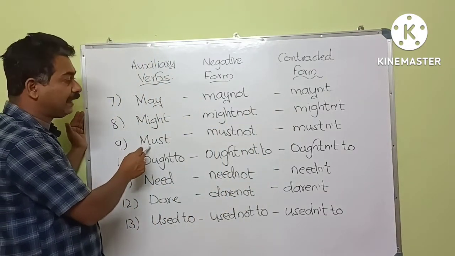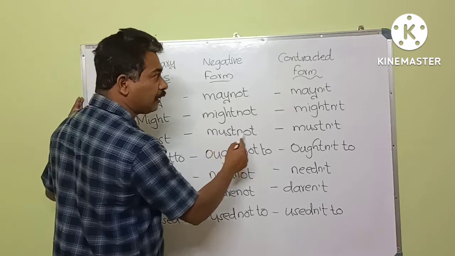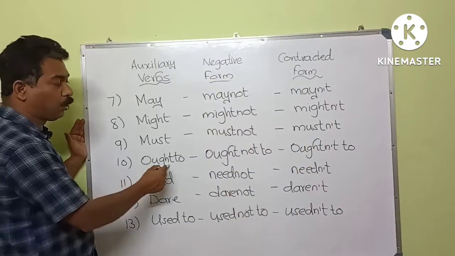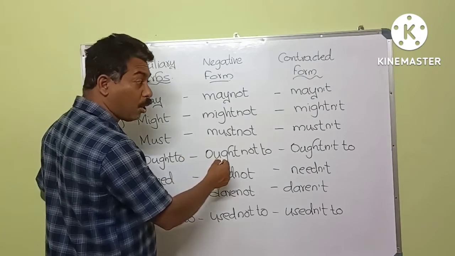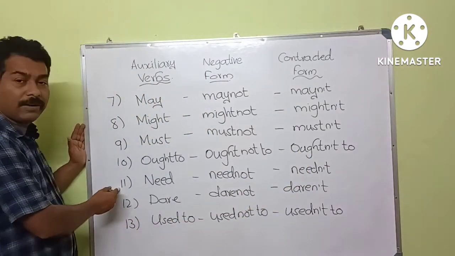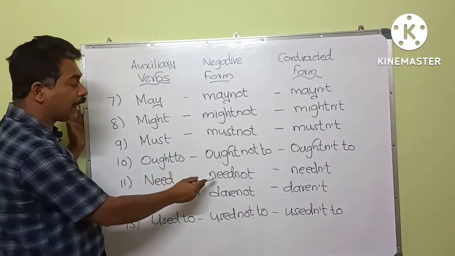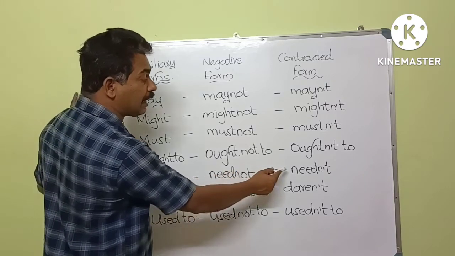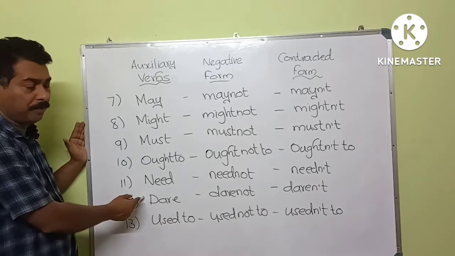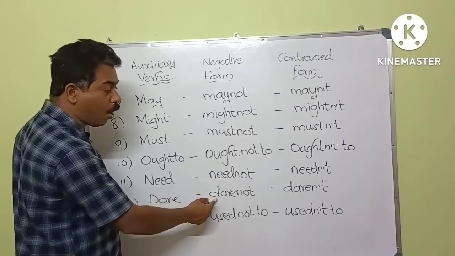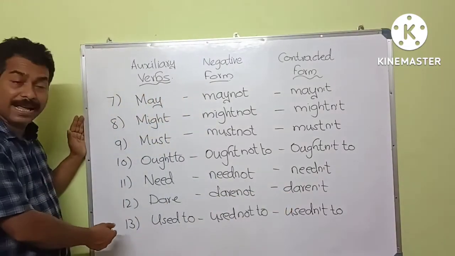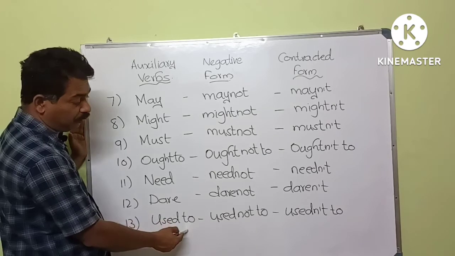Ninth one, must. Negative form is must not, and contracted form is mustn't. Tenth one, ought to. Negative form is ought not to. Contracted form is oughtn't to. 11th one, need. Negative form is need not. Contracted form is needn't. 12th one, dare. Negative form is dare not. Contracted form is daren't. The last one, that is used to.